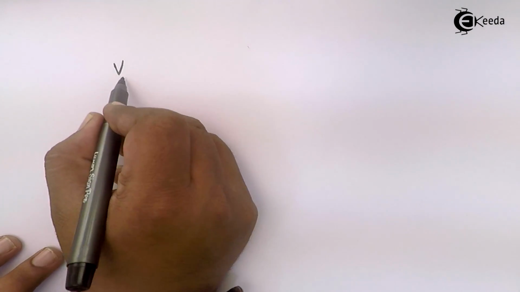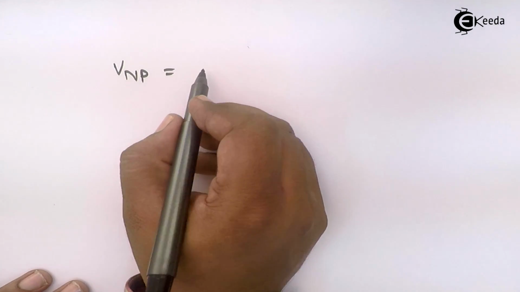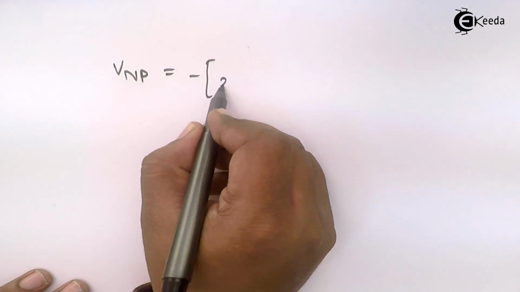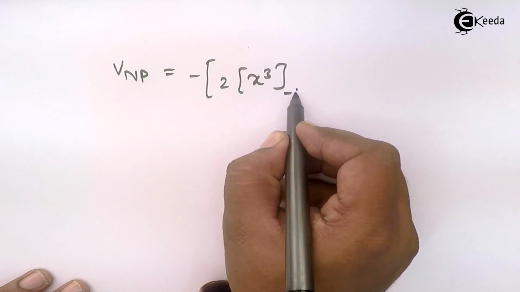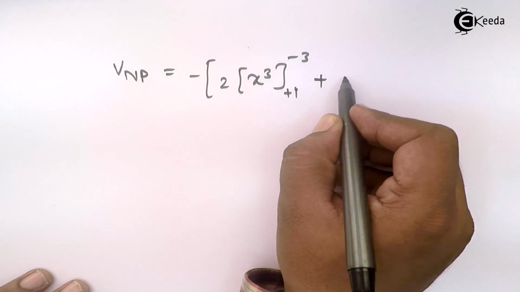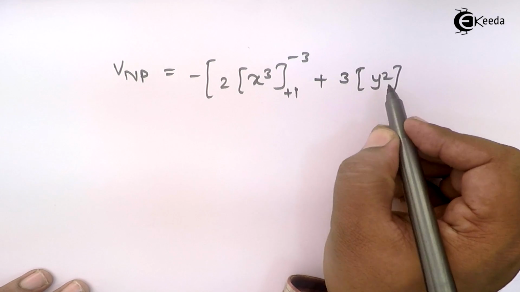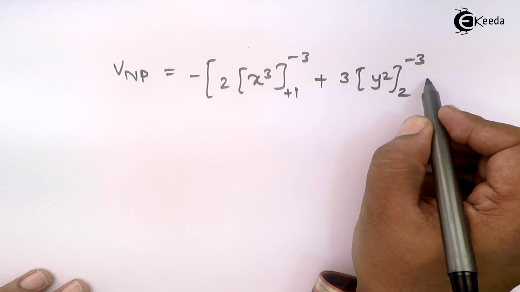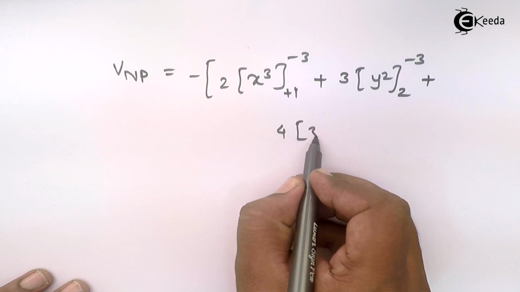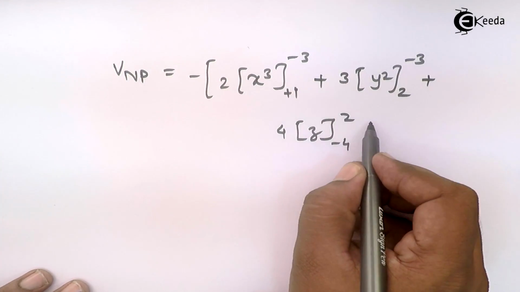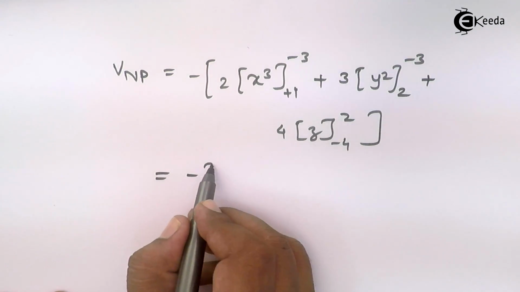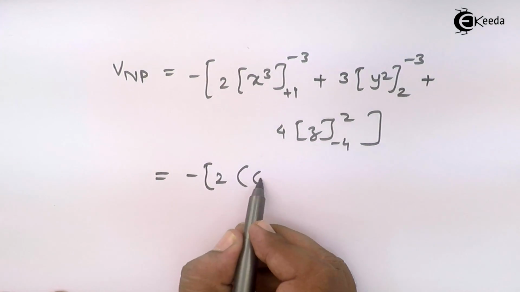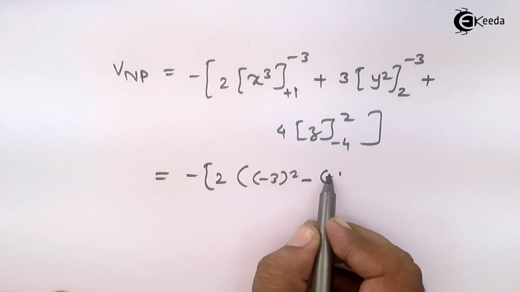Okay, so we solve these integrals here. VNP is equal to minus in bracket 2, again in bracket we have x cube over the limits 1 to minus 3, plus 3 y square over the limits 2 to minus 3, and the third term 4 z with the limits minus 4 to 2. So applying the limits, we have minus in bracket 2 in bracket minus 3 square minus 1 square.